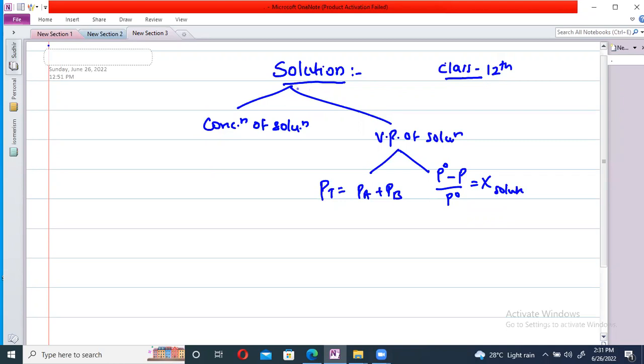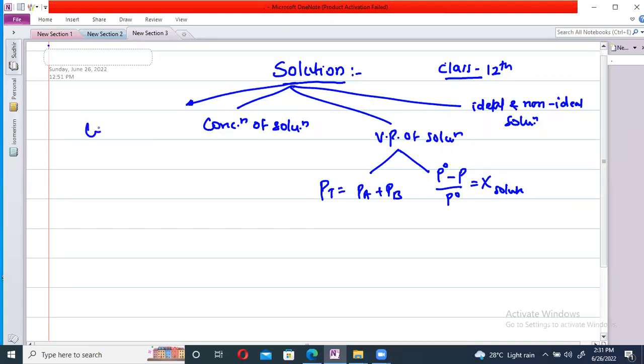And here only we are going to learn one more part, which is types of solutions. One is called ideal and the other is called non-ideal solution. So this is one more part, ideal and non-ideal. And the most important part in this chapter is colligative properties. So this chapter is completely divided into four parts: concentration of the solution, vapor pressure of the solution, types of solution, and the colligative property.